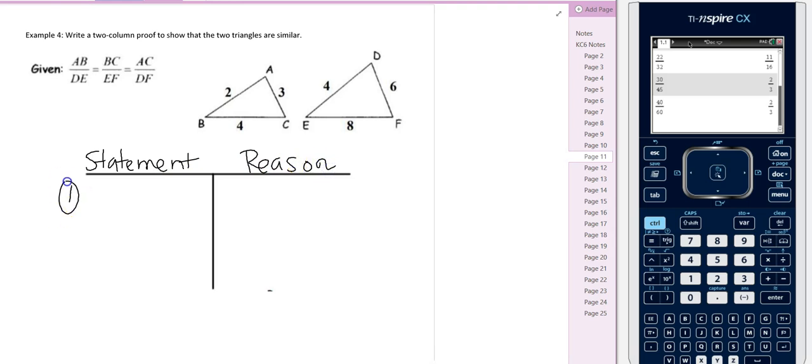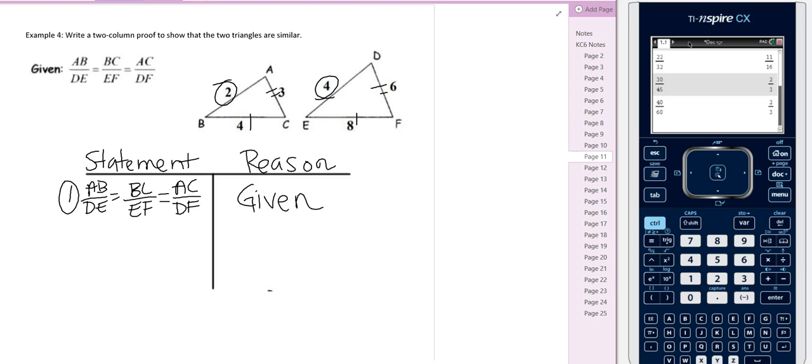Alright, so number 1 is always the given statement. It tells us that AB, which is over here at 2, is set up to be proportional to DE. And that is equal to BC over EF. So BC is this side, EF is this side, and those are proportional. And then AC is going to be proportional to DF. And this was our given statement. So they gave us all that information.